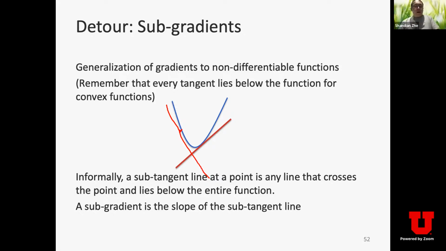So a natural extension is: if at some point, like here, the function is not differentiable, that means I don't have a gradient of that function. However, if I can still draw a line across that point such that this line is still below the entire body of this convex function, then I'm going to use the slope of that line as the subgradient, which you can view as a substitute for the true gradient, because the true gradient doesn't exist. So that's the idea of the subgradient.